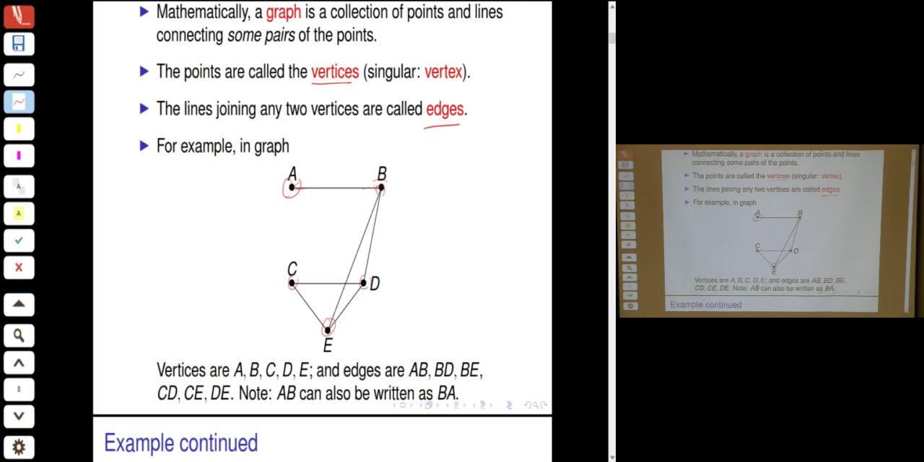So here is a picture of a graph. The vertices are A, B, C, D, and E, and the edges are AB, BD, BE, CD, CE and DE. Okay. So these are all the edges connecting the vertices. Any questions?